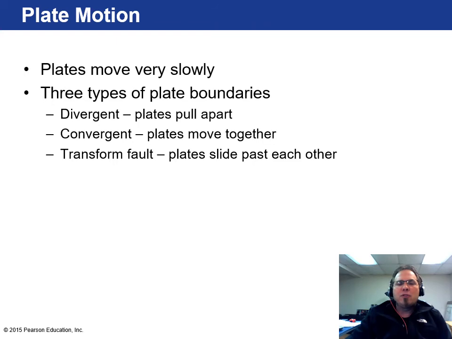And then finally, you have the transform faults, which are areas where plates just slide past one another. They just slide in a specific direction. And the most common example of that you might know about is the San Andreas Fault in California. So the San Andreas Fault represents a plate boundary between the North American plate and the Pacific plate, and in that particular area, they're actually sliding past one another. They're not diving beneath each other. They're not being pulled apart. They're just sliding past one another.